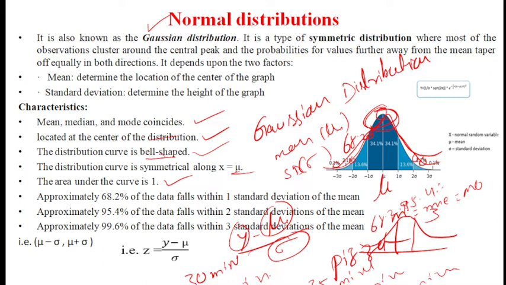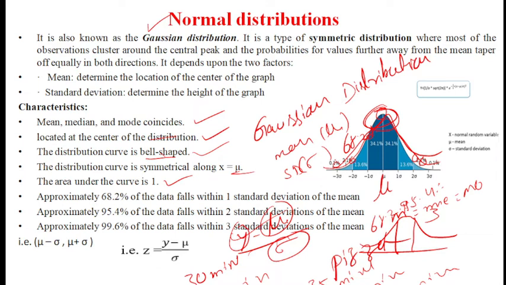For analyzing these results, we can apply this normal distribution. Put the values in this formula and we can get the appropriate results. This normal distribution talks about two factors, mean and standard deviation, where the mean, median and mode coincide with each other. It should be located in the center of the distribution. This is a bell-shaped curve. It is a symmetrical distribution.